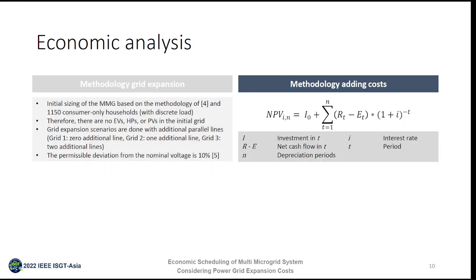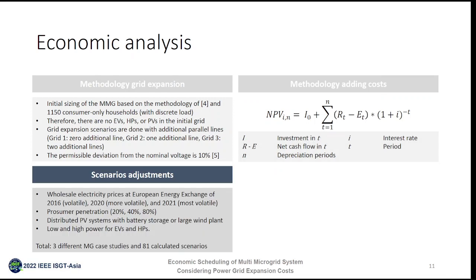Since investment and operating costs are allocated to different periods, both types of cost had to be calculated for the same period using the net present value method. The influencing factors included the depreciation period of the investment and the interest rate. Some parameters were varied to draw conclusions, such as electricity prices to show the influence of volatility, prosumer penetration, electricity generators, and the flexibility of electric vehicles and heat pumps.